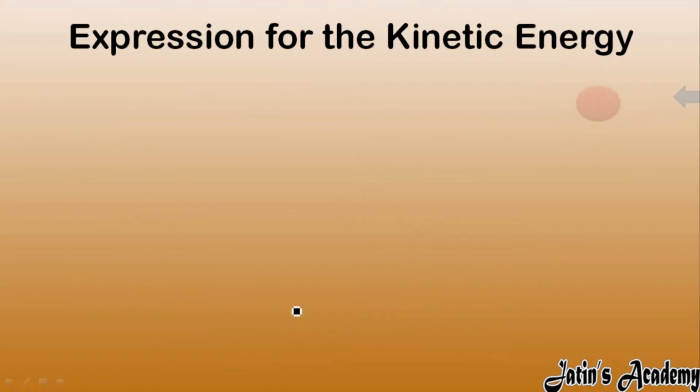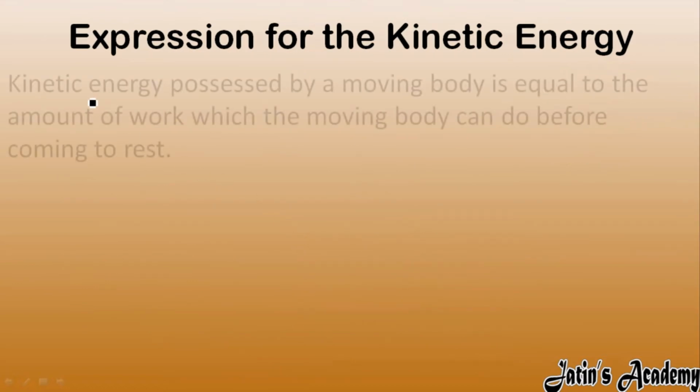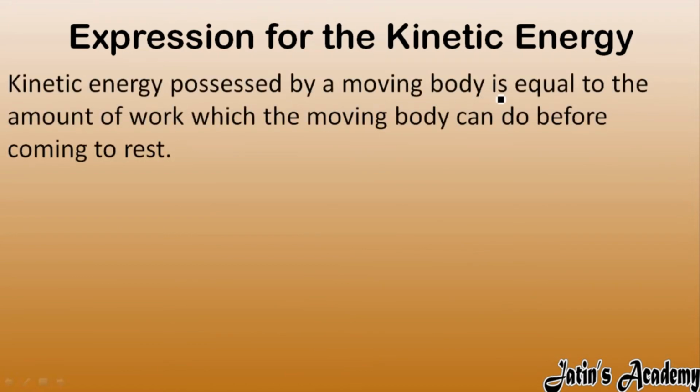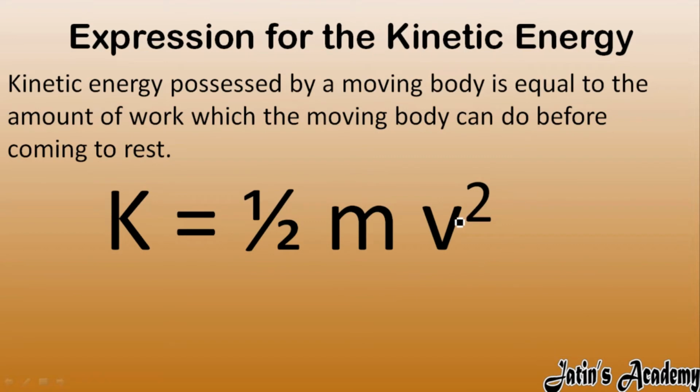Now let's see again the definition. Kinetic energy possessed by a moving body is equal to the amount of work which the moving body can do. It is the amount of work which a moving body can do before coming to rest. So before coming to rest, whatever is the amount of work done we have calculated, that is the kinetic energy. So we have calculated kinetic energy as half mv square.